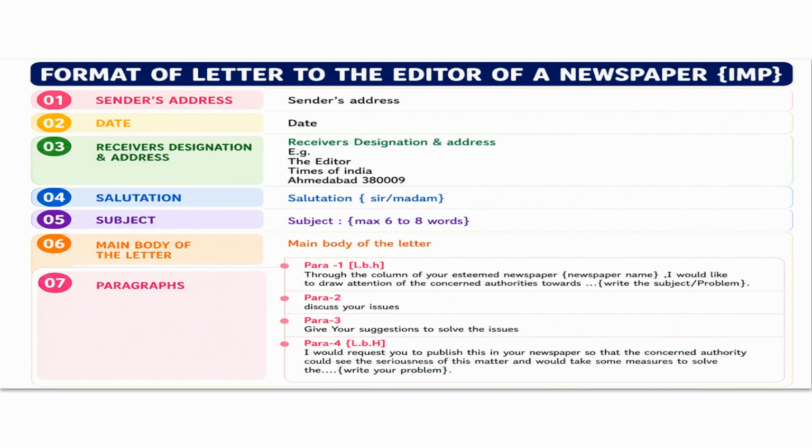For example, if you need the attention of the municipal commissioner, then the concerned authority will be the municipal commissioner. If you want the attention of the police commissioner of your city, then concerned authority means the police commissioner of your city. So instead of writing police commissioner or municipal commissioner, we'll simply write concerned authorities towards dash dash dash. Whatever problem is given in the question, you have to copy that problem in your answer. And this is how you have to write paragraph number 1 while writing a letter to the editor of a newspaper.